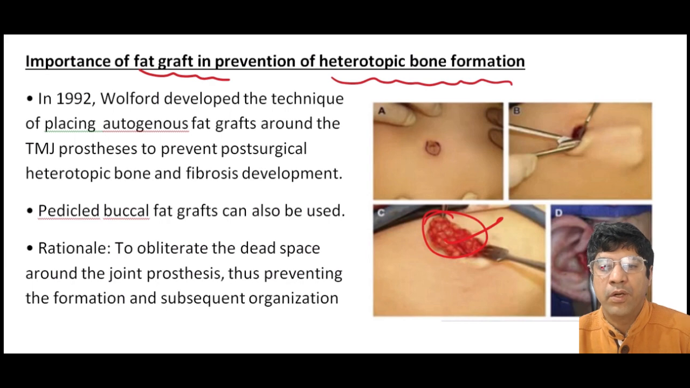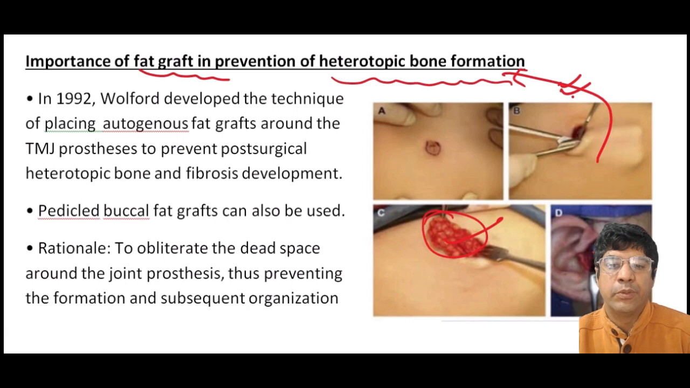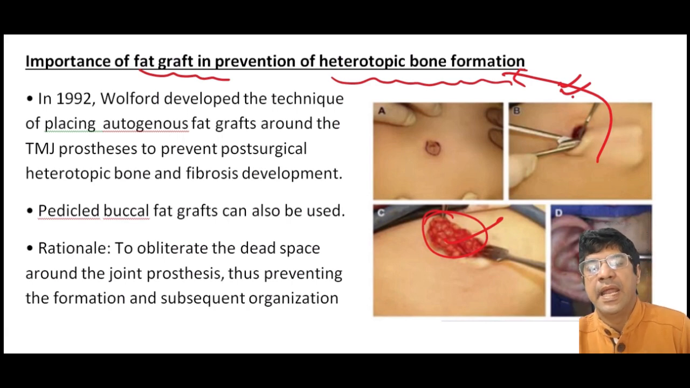So blood clot or hematoma in this area can calcify over time. That can lead to heterotopic bone formation. So this unwanted bone formation can restrict the joint movement and hence cause pain and negatively impact the function of the TMJ. So with the placement of autogenous fat graft or pedicle buccal fat graft, we aim at filling the voids around the TMJ prosthesis that will prevent the formation of blood clots or hematoma that could eventually calcify into heterotopic bone.